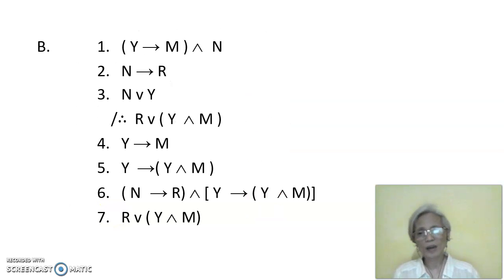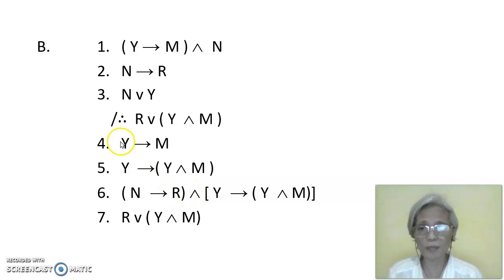Then we have another example. So we have Y implies M and N implies R, N or Y, and therefore we will have R or Y and M. We have Y implies M, which is actually the simplification of number 1. And then Y implies Y and M is absorption, applying absorption to number 4. And we will have this, which is actually a conjunction.